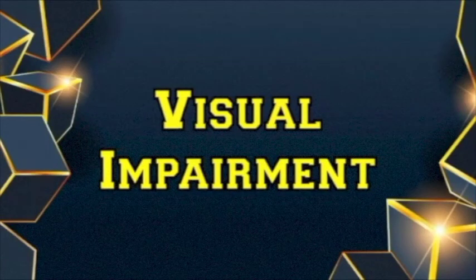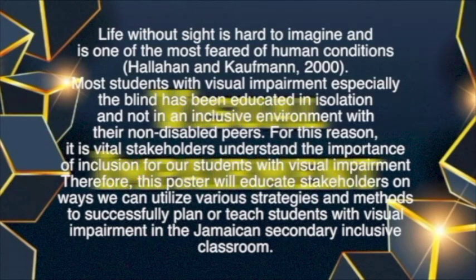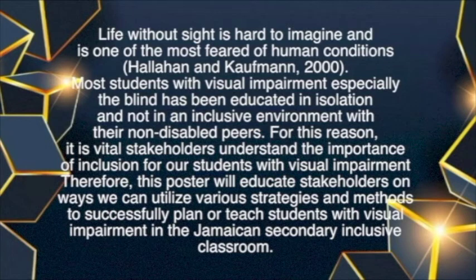Visual impairment. Life without sight is hard to imagine and is one of the most feared of human conditions. Hallahan and Kaufman 2000. Living with visual impairment can interfere with the development of one's learning, mobility, social growth, and adjustment.